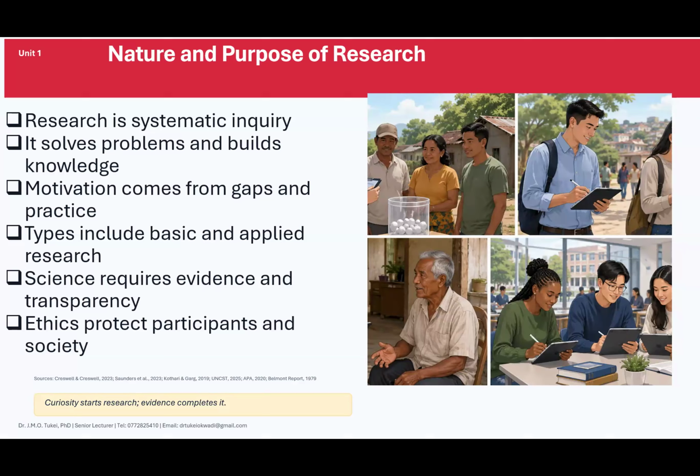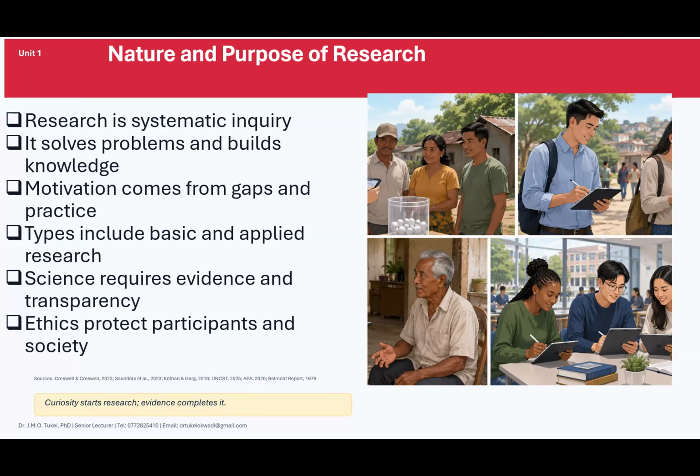Colleagues, when you are making decisions, don't make them based on assumptions. No. Make them not because you have the tradition and personal opinion.